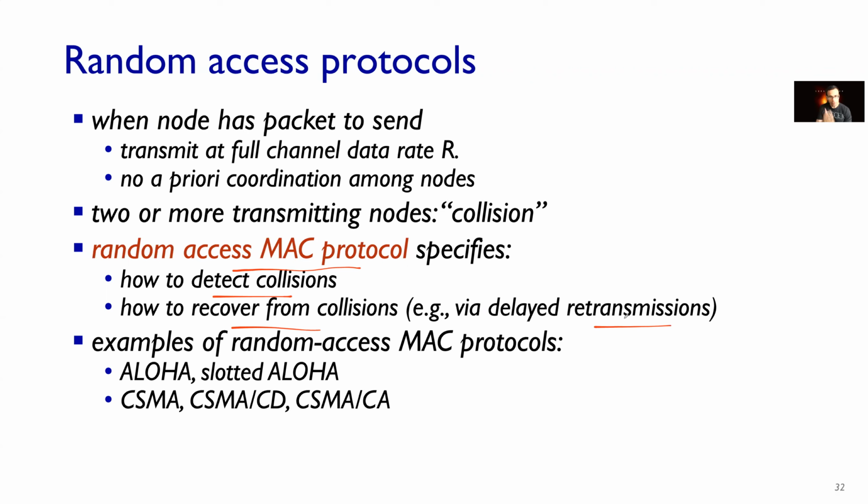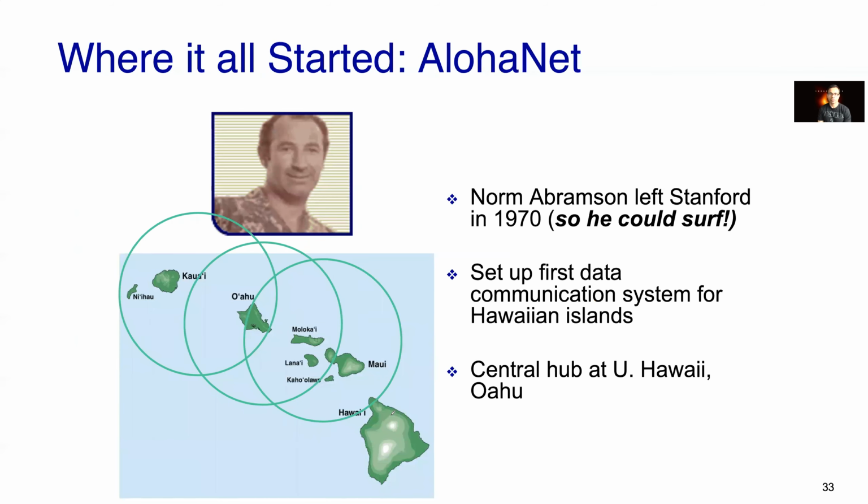So the protocols that we look at are as stated there. The first two, which are linked together, are referred to as the Aloha family. And then the others are referred to as carrier sense multiple access. We'll talk about the differences here as we move forward.